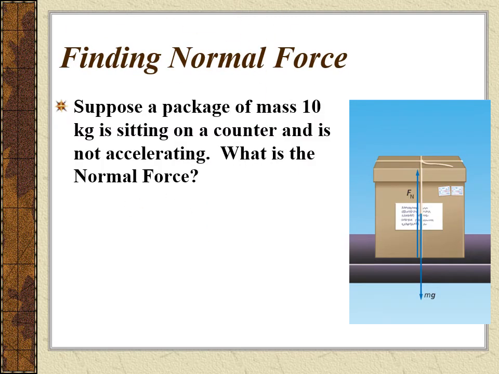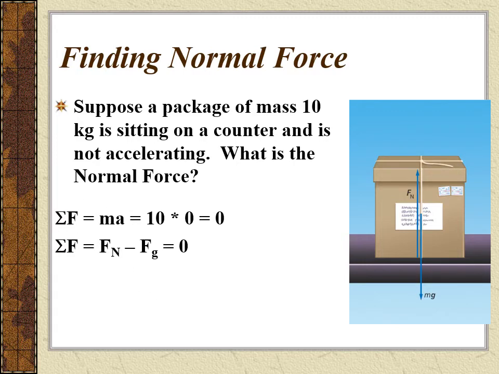So let's do one example where we have to find the normal force. Now, let's suppose we have a 10 kilogram box that's sitting on the counter and it's not accelerating. What's the normal force? Well, we can use Newton's second law where net force is equal to mass times acceleration. Since there's no acceleration, the net force is going to be equal to zero. The only forces acting on it are the normal force upward and the force of gravity downward. So the normal force upward is positive, the force of gravity downward is negative.